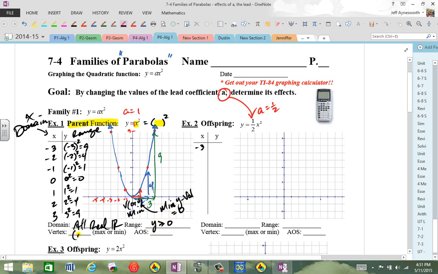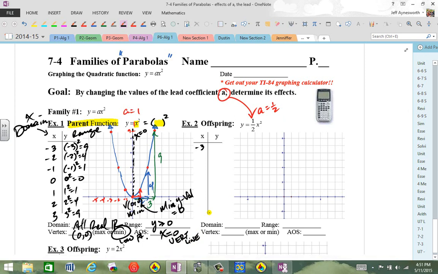The vertex is at the origin, 0, 0. It's a min because it's a low point. The axis of symmetry runs right through it. Right there. And it's called x equals 0 because it goes through 0. So the axis of symmetry is x equals 0. It's a vertical line. Okay, that's just a little review of what we've done in the prior lessons, lessons 1, 2, and 3. Okay? Now, back on to example 2.